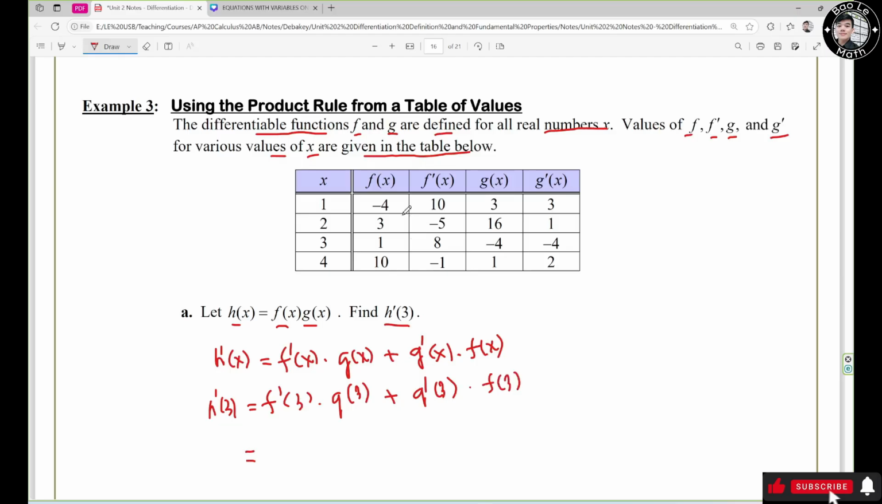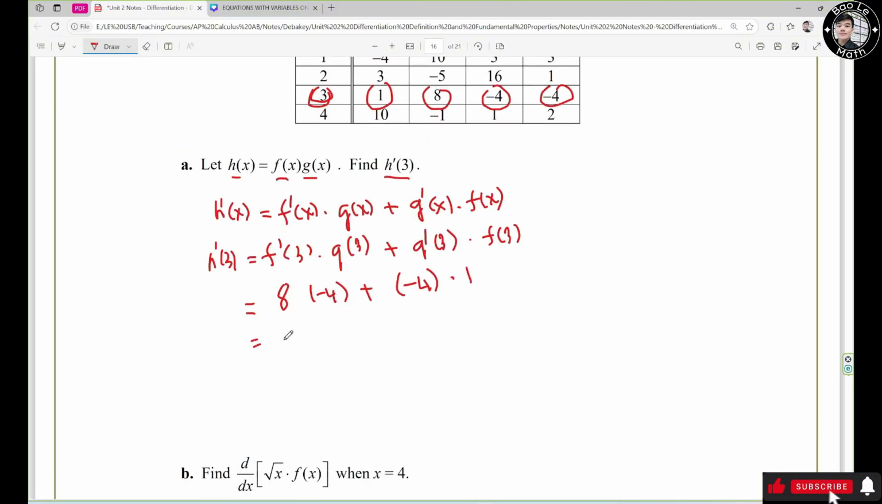Now substitute the values. f prime of 3, f prime is right here, and 3 right here, so the answer is 8. G of 3, g of s is here and 3 here, so g of 3 is going to be -4. Plus g prime of 3, g prime is right here, and g prime of 3 is -4, times f of 3. f of s is here, and f of 3 is 1. Now simplify. 8 times -4 is -32, minus 4 is going to be -36.